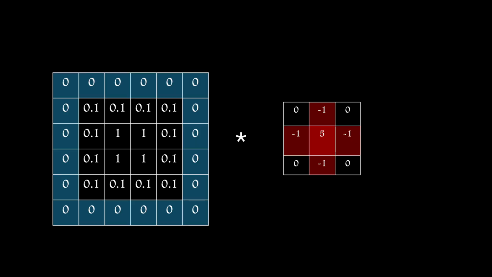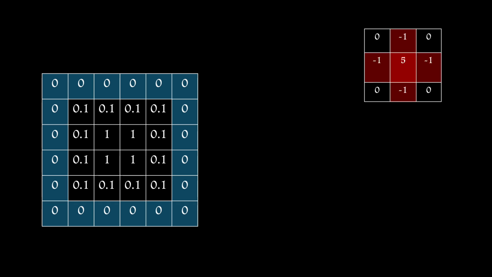Here is an example of convolution. Here we have an image. We add a padding of 0 around it. And we also have that sharpen kernel, which is red here. What we do in convolution is that we go over the squares in the image that are the same size as our kernel. We go through all of them.